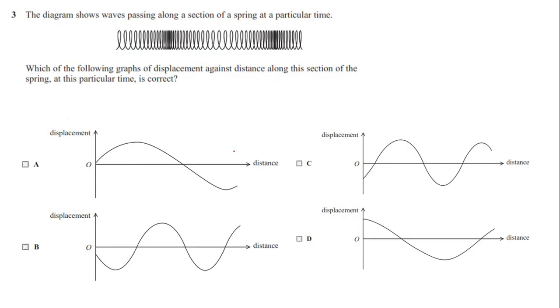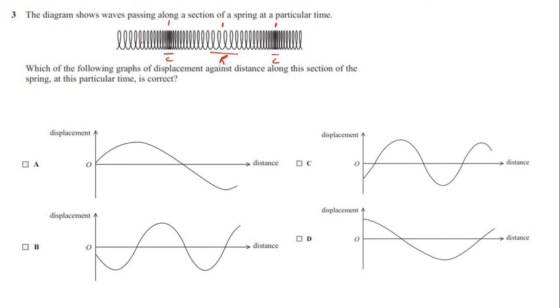Question number 3: the diagram shows a wave passing along a section of a spring at a particular time. So we have a compressional wave in a spring, we have a compression, and then we have a rarefaction or expansion. Which of the following graphs of displacement against distance along the section of the spring at this particular time is correct? Now, generally, if you see the relation between compressional waves and transverse waves, exactly these positions of compression and rarefaction, you can consider that these are the equilibrium positions, because at that time the particle stays for a moment. So you can consider that these are basically equilibrium positions.